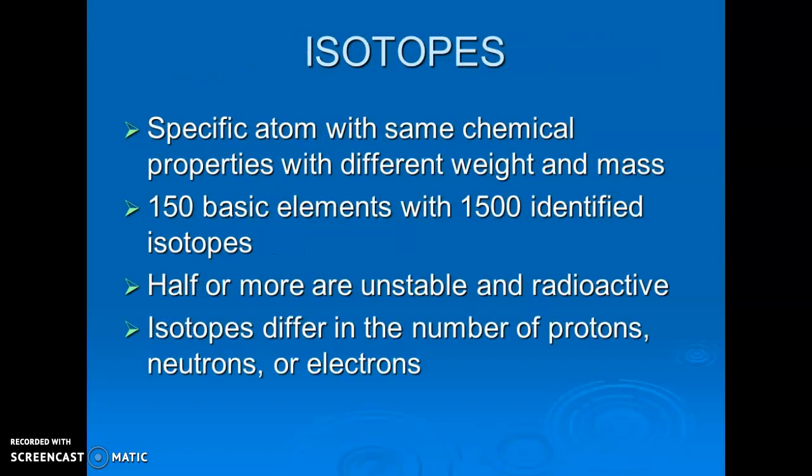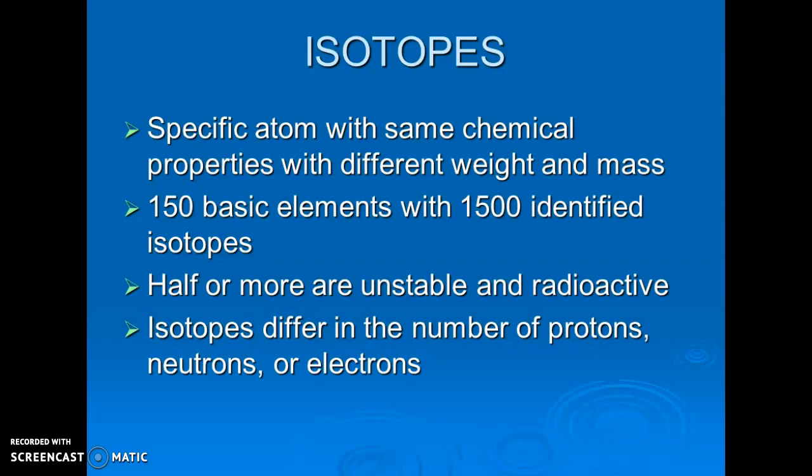Okay, isotopes. I'm just going to give you a quick definition here. It's not a chemistry class, but you remember the periodic table and the 150 basic elements that are present on the periodic table. Well, there are 1,500 identified isotopes of those 150 basic elements. And an isotope is just a specific atom that has the same chemical properties but a different weight or mass.